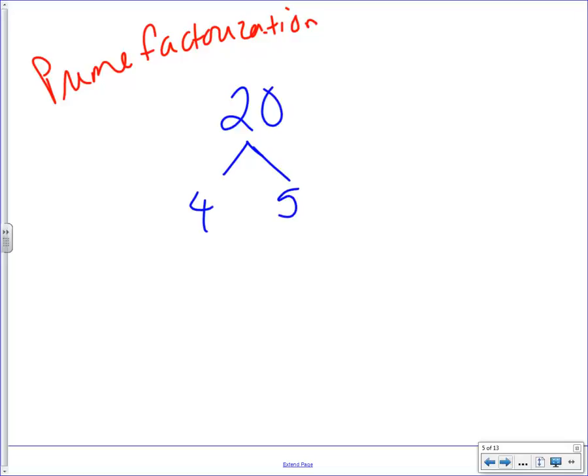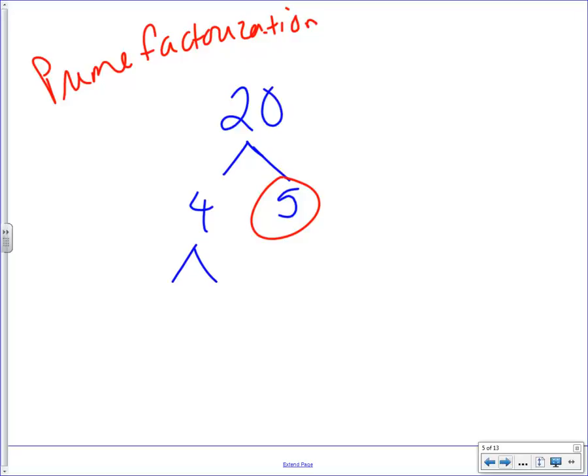So 4 and 5. At this point, I asked myself, is 4 prime? And the answer is no, because 1 times 4 gave me 4, but 2 times 2 also gave me 4. So there's more than 2 factors for 4, and this guy's going to have to break apart again. But 5, is 5 prime? It is, because the only way that I got 5 is by multiplying 1 times 5. Since it's prime, we are going to circle it, because we are not moving forward with that guy anymore.